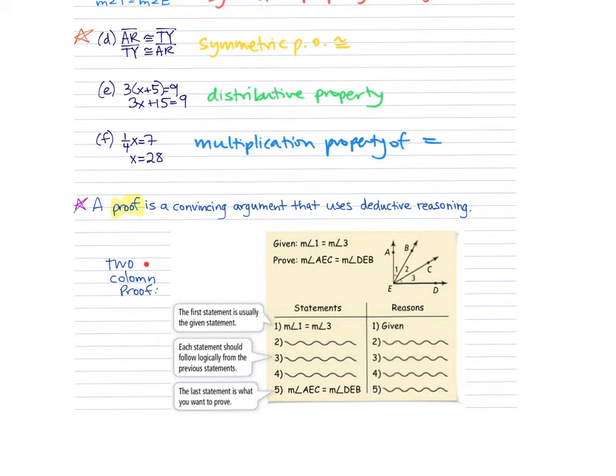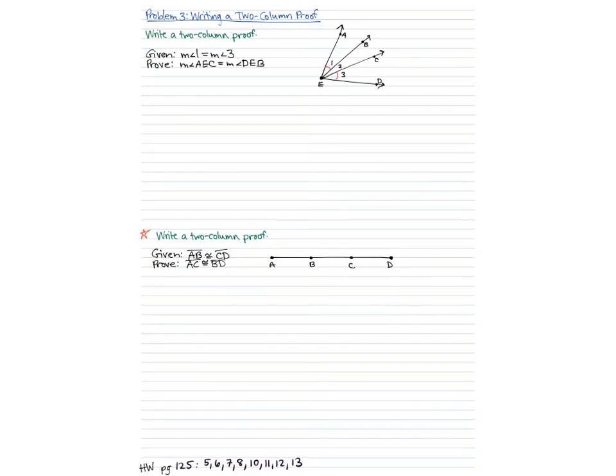So a 2-column proof is where you write the statements. And the first statement here is usually the given statement, so that always makes it easy. The last statement is always what you want to prove. So if I'm giving you a start of a proof, you already have your first line and your last statement. And then each statement from here to here follows logically from here to here, and then you give your reason for every move until you have proven what you're trying to prove. Okay, it's very exciting, proofs.